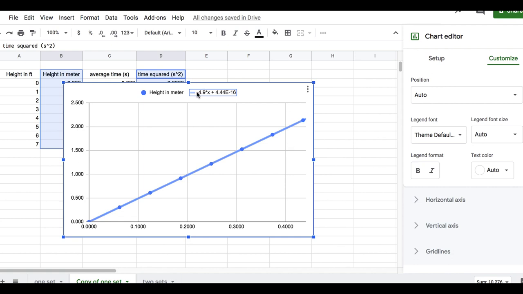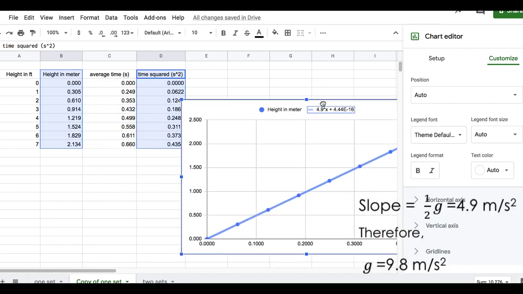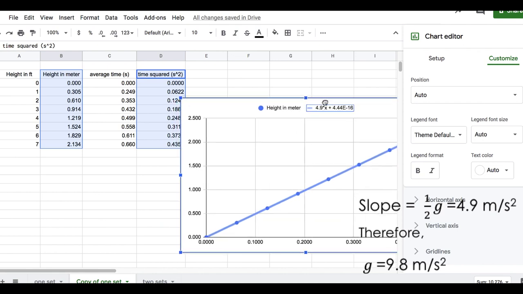So we have an equation that represented our coin drop experiment where height is related to time square and it is linear in nature. You can see that the slope of this line will be equal to half of the acceleration due to gravity, half of g. From there, you can find the acceleration due to gravity by multiplication by 2, which is 9.8 meter per second square.